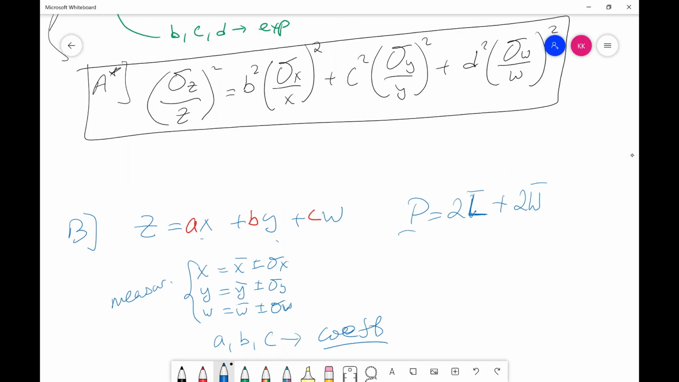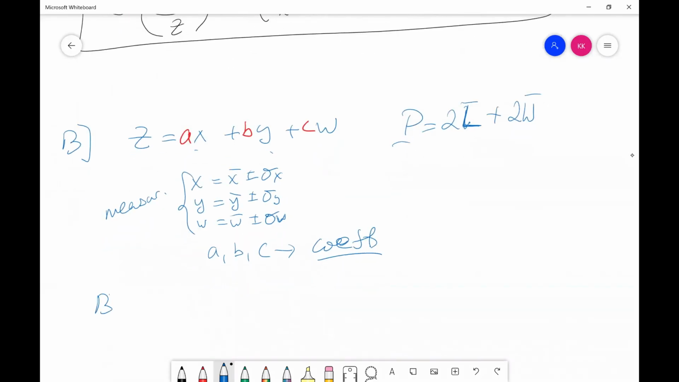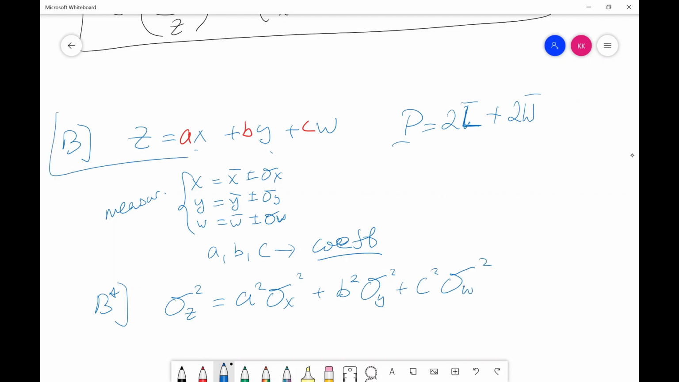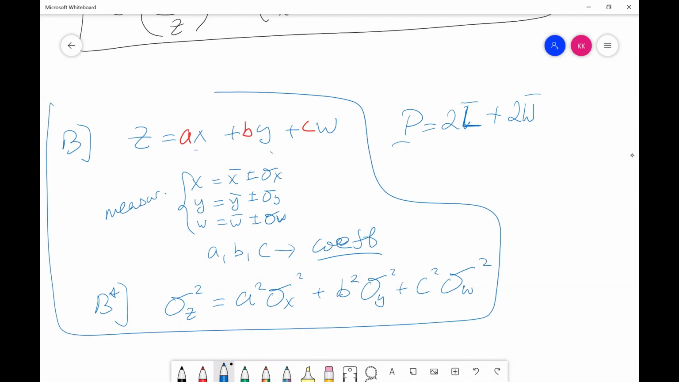Okay. So then B comes with its own uncertainty equation to find the uncertainty of Z squared. So this goes like A squared times uncertainty in X squared, which is the uncertainty in your first measurement squared, plus B squared times uncertainty in your second measurement squared, then plus C squared times uncertainty in your third measurement squared. So those go together.